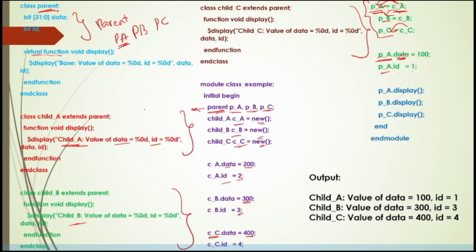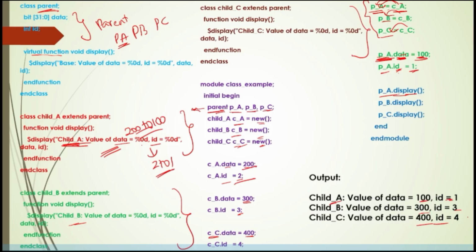So whenever pa dot display is invoked, this particular thing will be invoked, is it or not? So pa dot data means the data within the first child class will be overridden from 200 to 100. Similarly, the id will be overridden from 2 to 1. That is why, even though I had given 202 in the child class, with my parent class handle I have overridden the values to 101. So that is why it is 101 rather than 202.